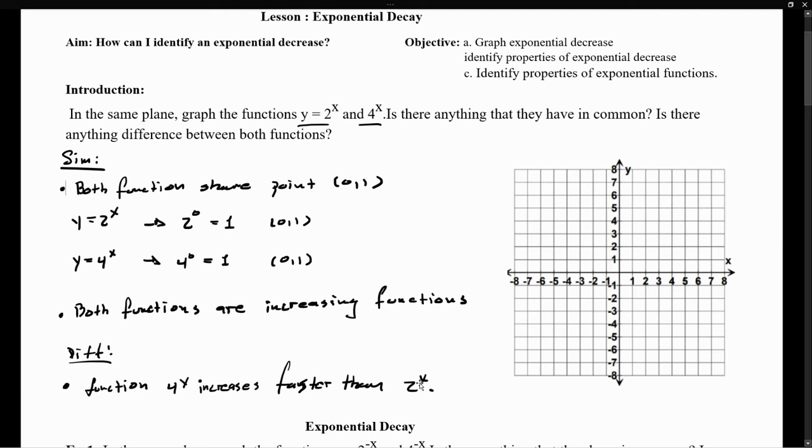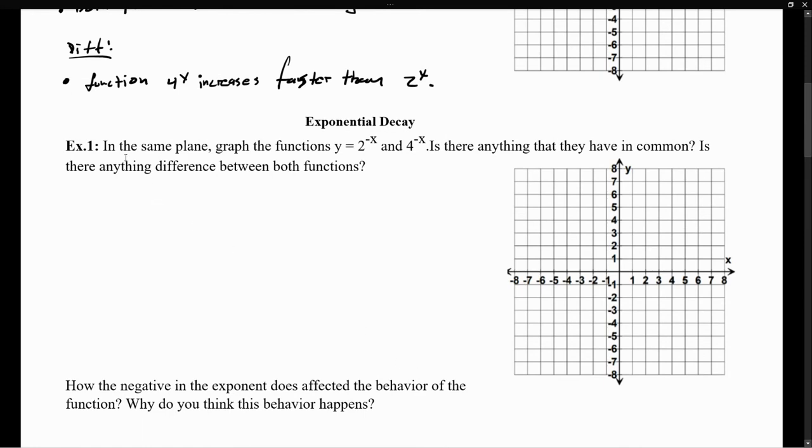And just to arrive at the same conclusion without looking at the graphs, the higher the base of the exponential, the faster it will increase. Notice that here, 4 is definitely higher than 2. They're both raised to the exponent of x, so therefore 4 to the x will increase faster than 2 to the x. Now, in the same plane, let's graph the functions 2 to the negative x and 4 to the negative x. And still, let's try to identify what they have in common and what some of their differences are.